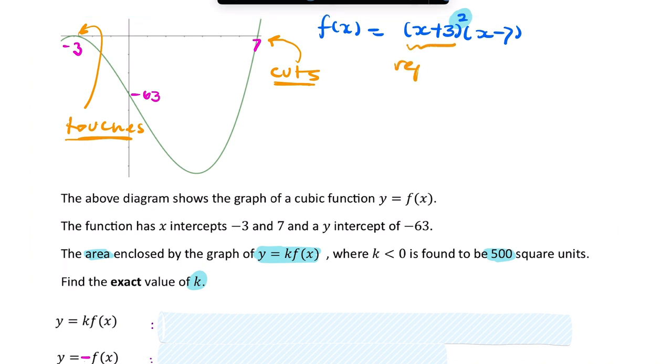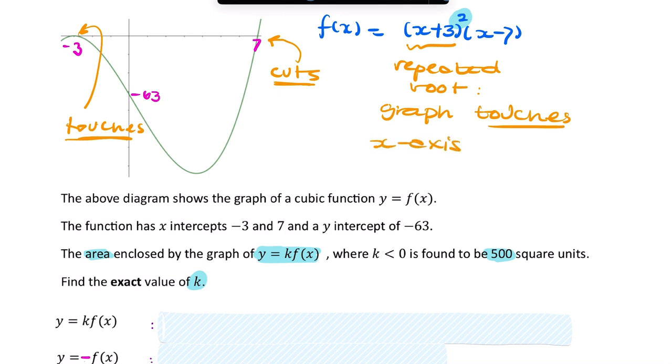So that's your repeated root where the graph touches the axis. So we think this is probably what our graph looks like, although there could be some constant. It could be multiplied by some number. And to check that, we look at the y-intercept.